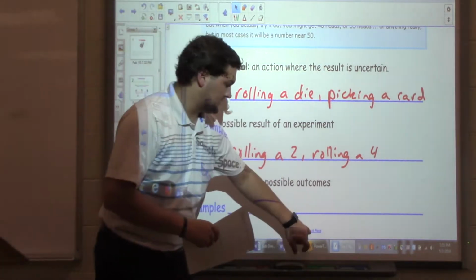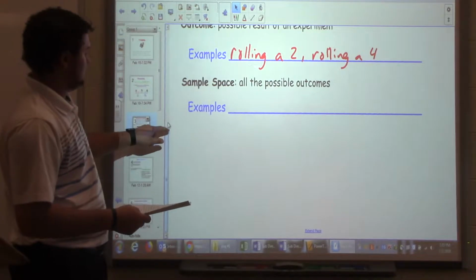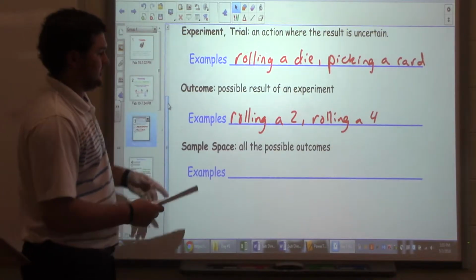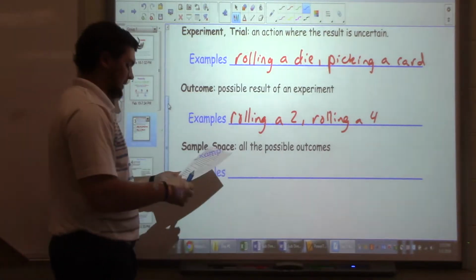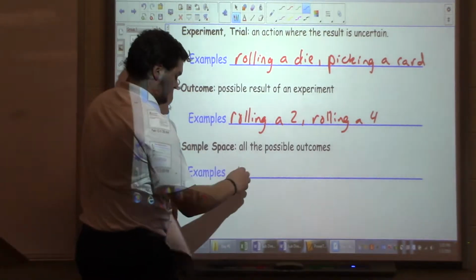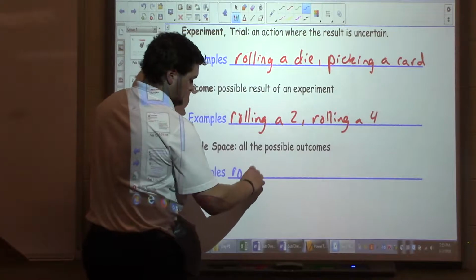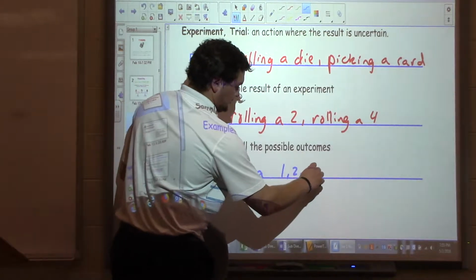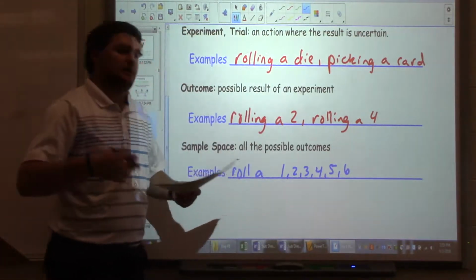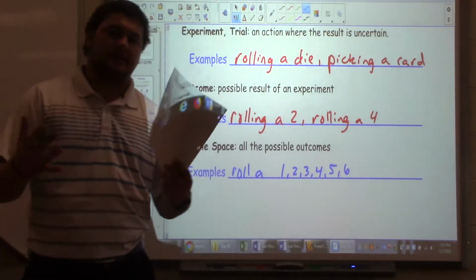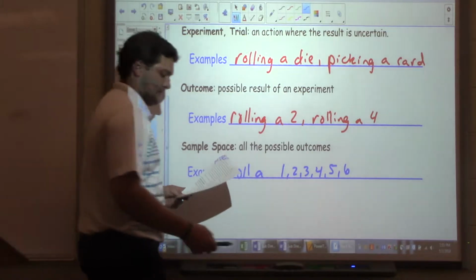Lastly, the sample space would be all the possible outcomes. So in my experiment or in my trial, all the possible outcomes, if I'm still talking about rolling a die, all my possible outcomes would be that I could roll a 1, 2, 3, 4, 5, 6. So that would be my sample space. Be anything I could get from my experiment or my trial.